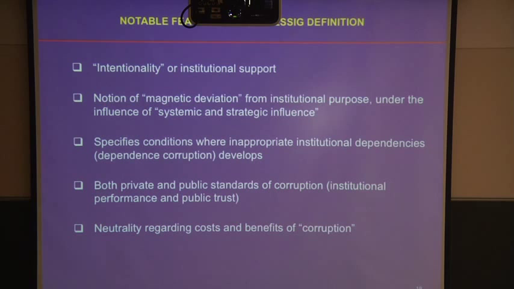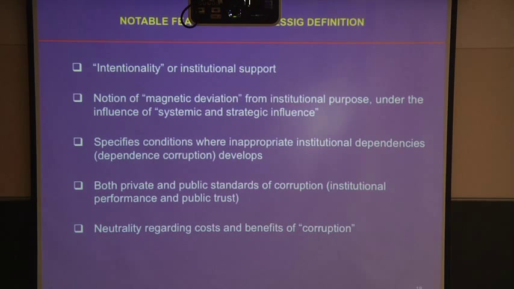Another notable feature of the Lessig definition, and I think this is a great phrase, is the notion of magnetic deviation from institutional purpose under the influence of systematic and strategic influence. So when you talk about that with Congress, it's the same thing with firms as well. This definition specifies conditions where inappropriate institutional dependencies develop. This is the whole notion of dependence corruption, which you've all talked about in this course. And the other thing that's very interesting is that Larry uses both private and public standards of corruption. It's both institutional performance and public trust. You've got both working in that definition.